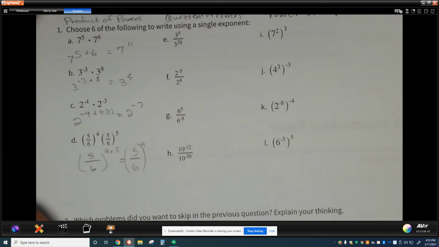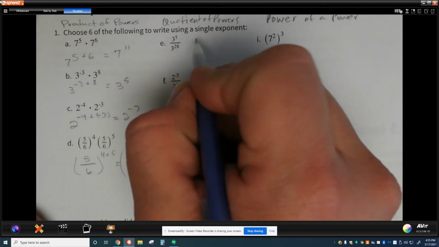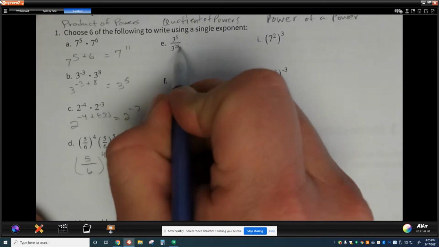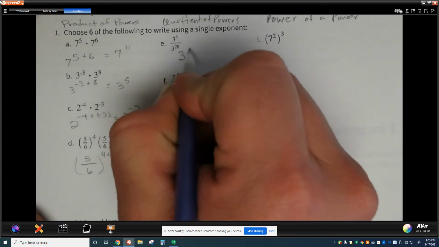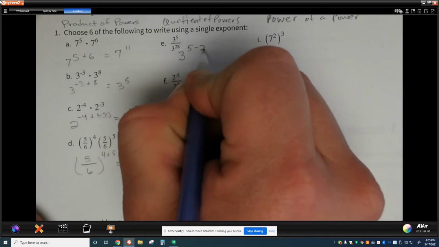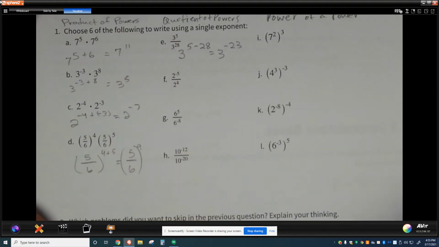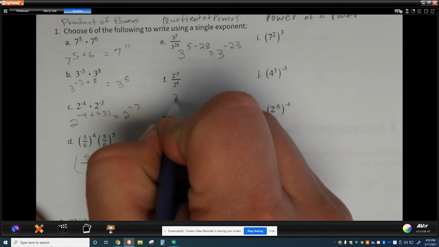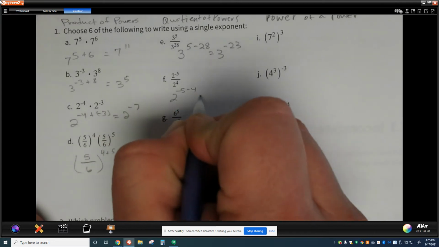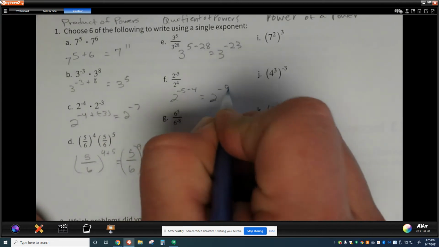I'm just going to select a couple of these ones here, but hopefully you get the idea with quotient of powers. We see the same bases, and so we can take the exponents and subtract. So 5 minus 28 gives us 3 to the -23rd power. Actually, I'll do all of these ones for you. 2 to the -5th minus the 4th gives us 2 to the -9th.